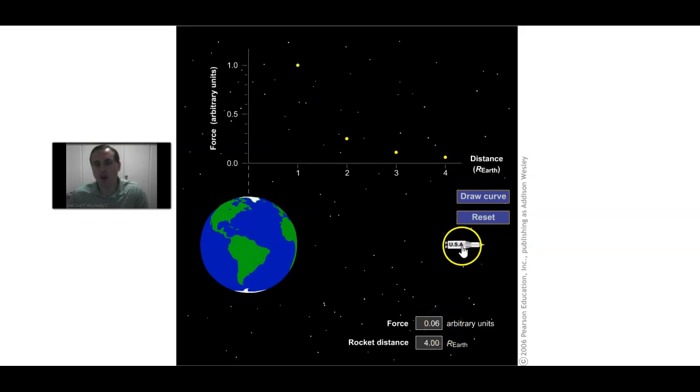When we draw a curve, and by the way, this doesn't just have to be exact Earth radii multiples. If we're at, say, 1.5 Earth radii away, it's some intermediate value. It doesn't have to be whole numbers, but if we connect all these points with a curve, notice that this curve kind of looks like 1 over r squared.